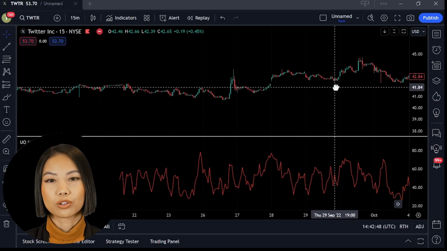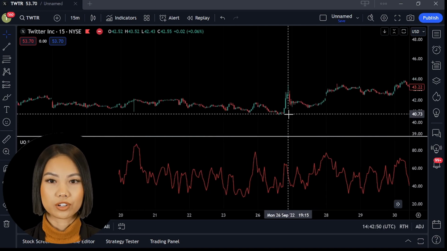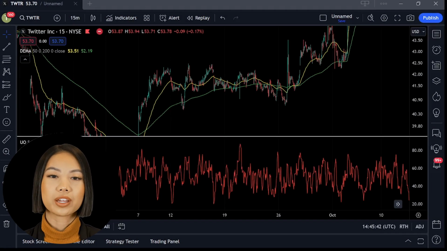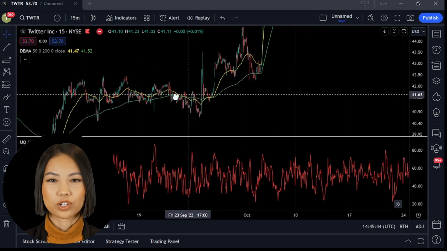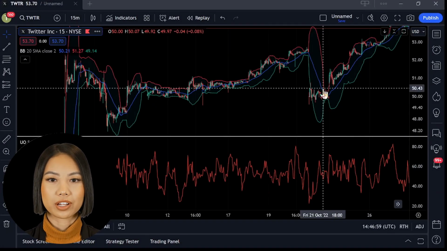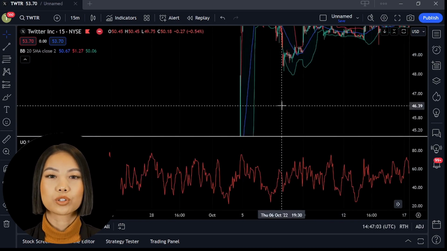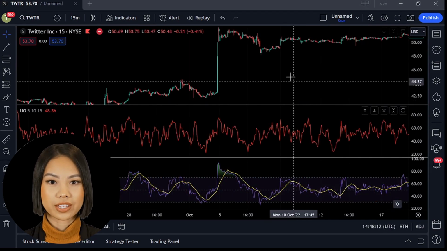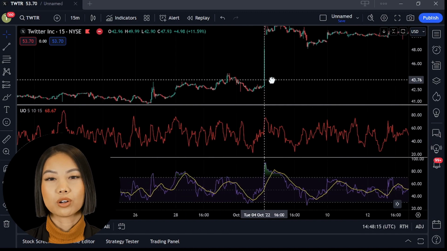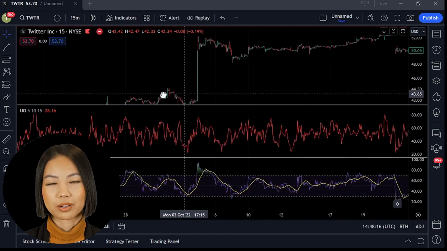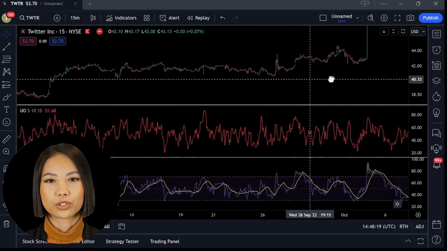Combining with other indicators. For stronger signals, combine the ultimate oscillator with other indicators. Moving averages, used to confirm trend direction. Bollinger Bands, pair with the oscillator to identify overbought and oversold conditions. RSI, combine with the ultimate oscillator to gauge momentum and identify potential reversals.